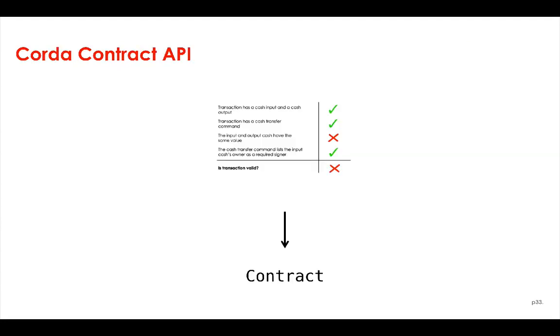And how is all this represented in code? Well, contracts are simply represented by the contract class. And we'll take a look at this class in the next section.